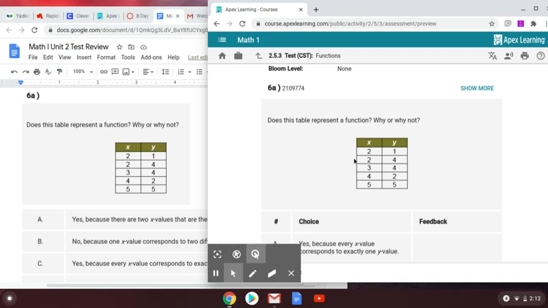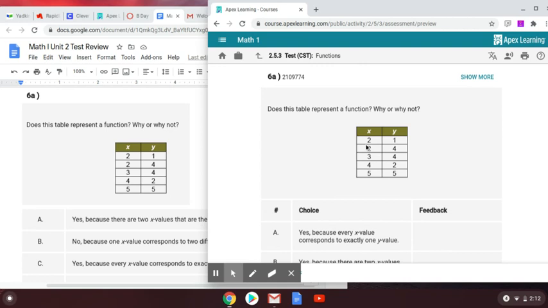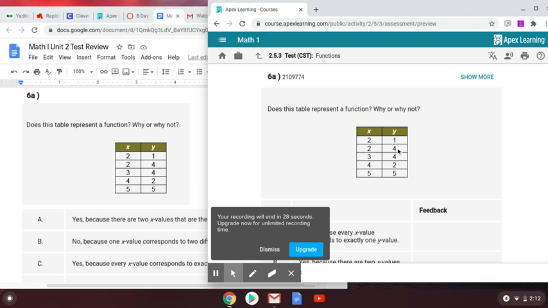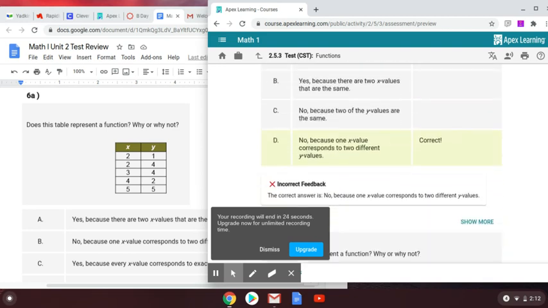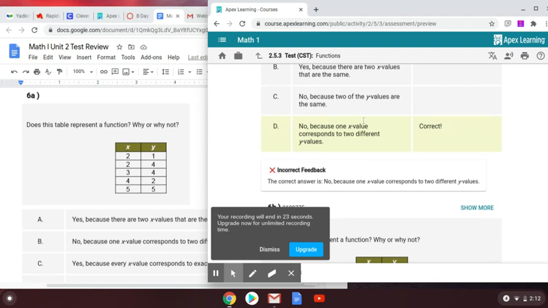Does this table represent a function, y or y not? So we look at the x values, and the 2 has more than one output. It's paired with a 1 and a 4. So that's why this is not a function, because one x value corresponds to 2 different y values.